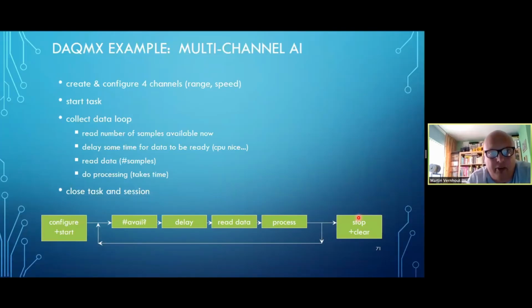All right, short sidestep for DAQmx. We have a couple of examples ahead of us, and they will start by configuring a channel, then checking how many samples are available. If there are not enough samples available, we're going to delay for some time, then read the data and process it. That's a simple loop, and it looks a bit like this.